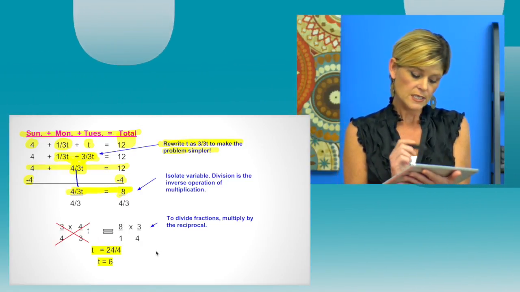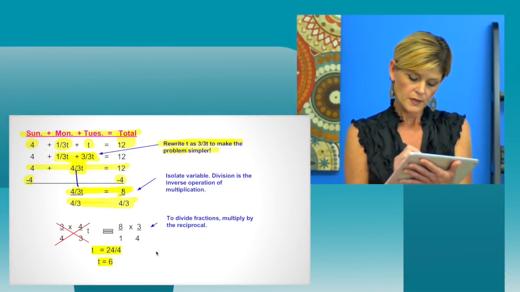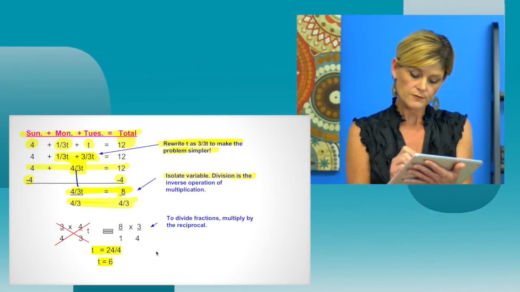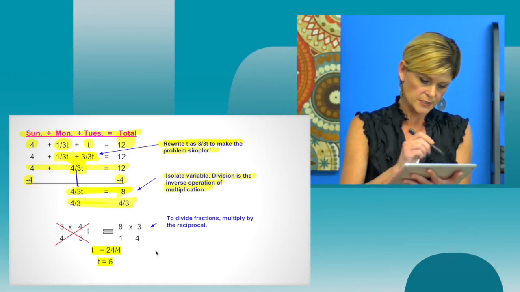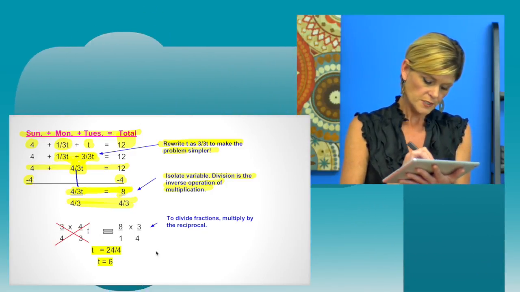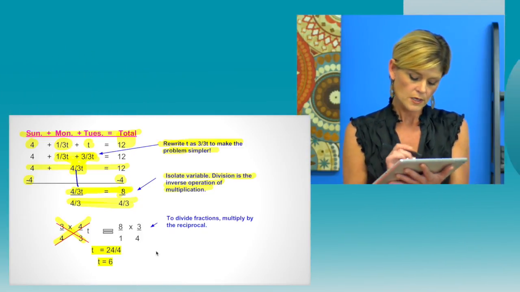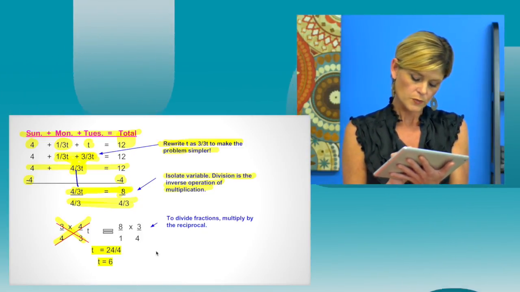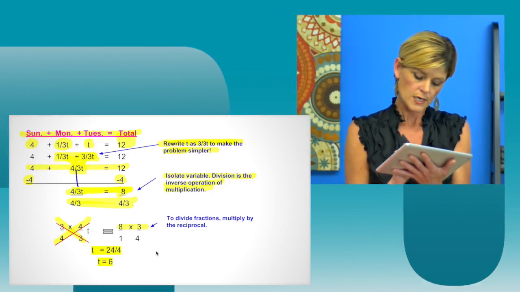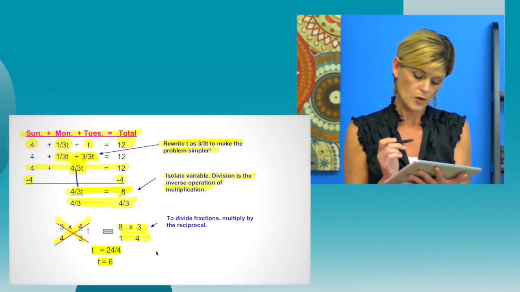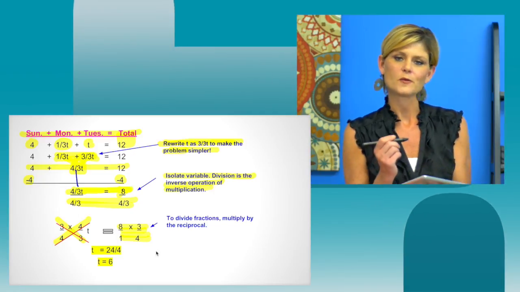To isolate t, I'm going to have to divide both sides by 4 over 3. To isolate the variable, division is the inverse operation of multiplication. Now what happens is my 4/3 cancels out, and I'm left with t. I have isolated my variable, and on the other side, when I multiply 8 over 1 times 3 over 4, I get the answer of 24 over 4. Simplified, that would be 6. So on Tuesday, Leah walked 6 miles.